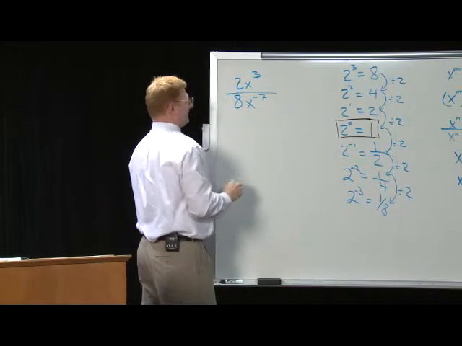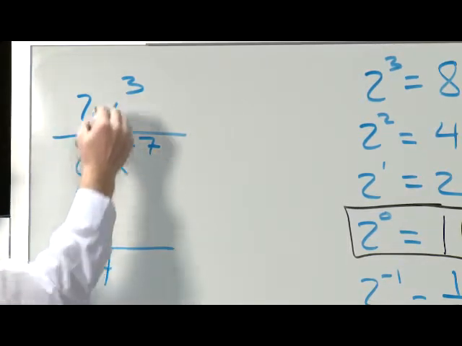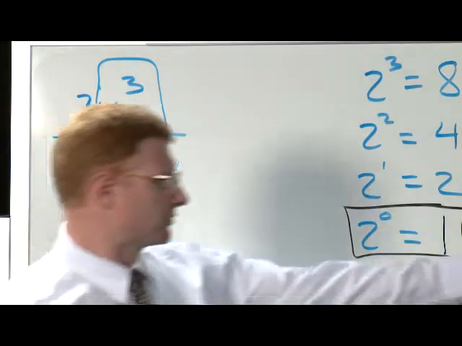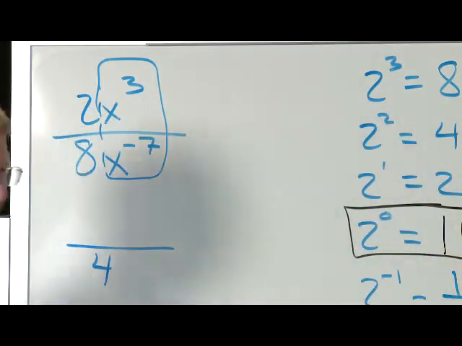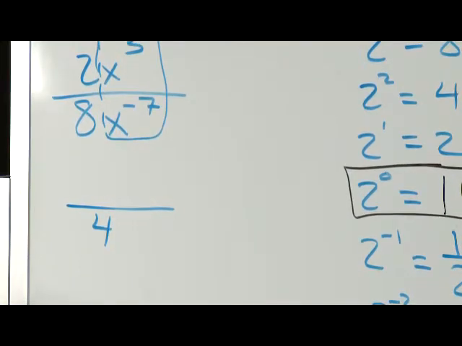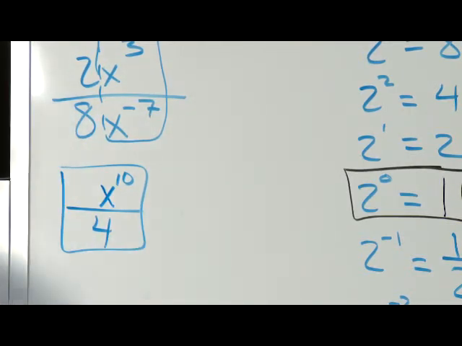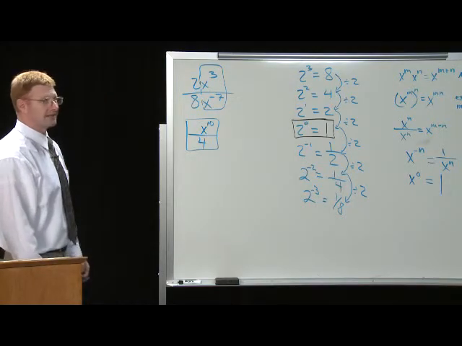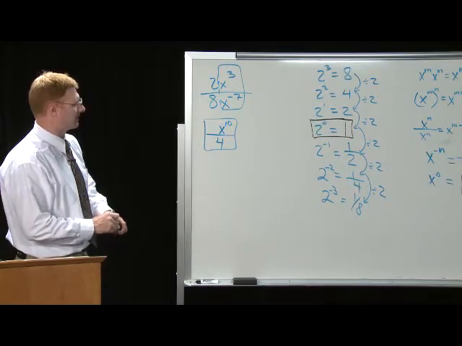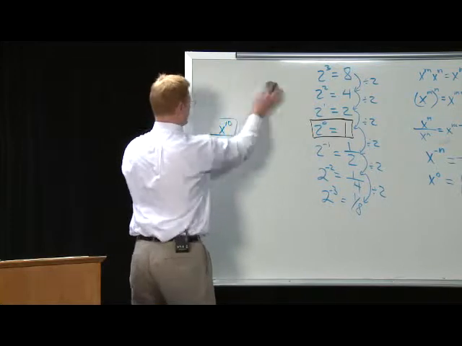Okay, 2 and 8 reduced to 1 over 4. And we look at this guy. X cubed over x to the negative 7. If you're using this rule right here, you're going to take 3, subtract a negative 7. It's not 4. 3 minus a minus 7 is 10. That may take a little bit of getting used to. So as you practice these, you may need to ask a few questions. That's perfectly all right. Yeah, let's try one more.